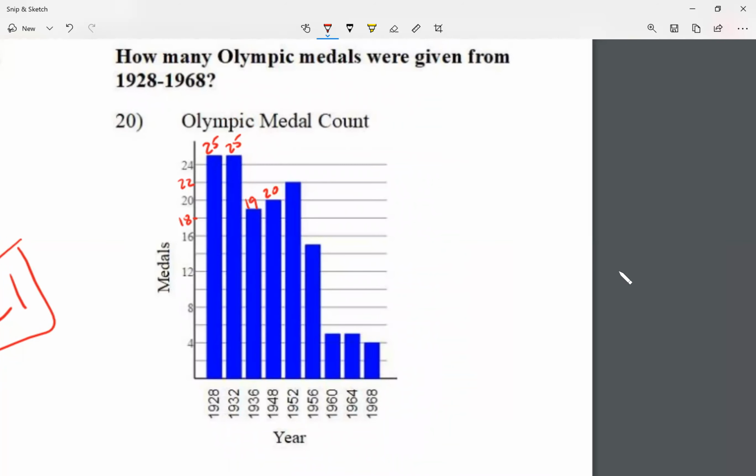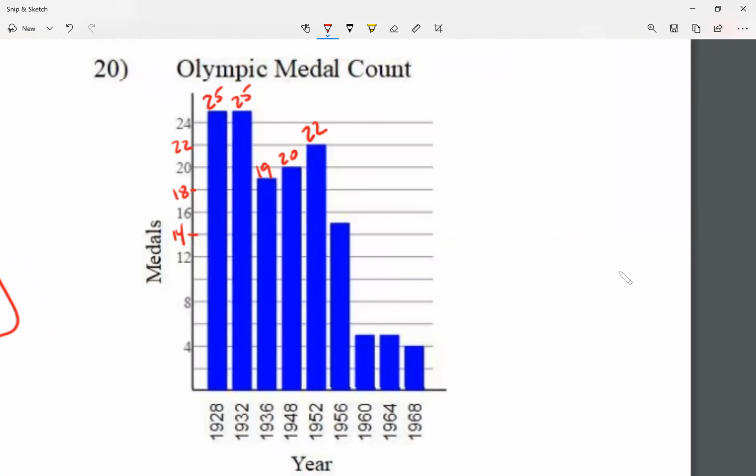Now here, the question is, how many Olympic medals were given from 1928 to 1968? So I see that in 1928, there were 25 medals given. 1932, there were 25 medals given. 1936, there were only 19, and on and on. So what I'm going to do is get the values of each of these bars. 1952, I see goes up until 22. 1956, this bar is in between 14 and 16, so I'm going to call this 15.